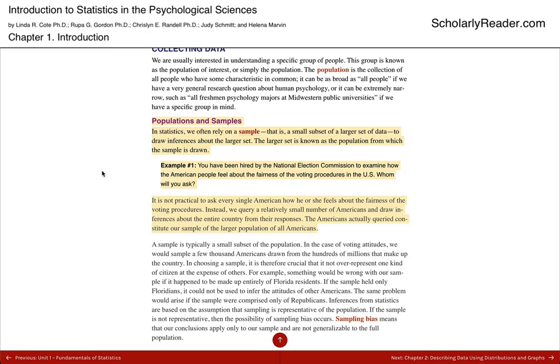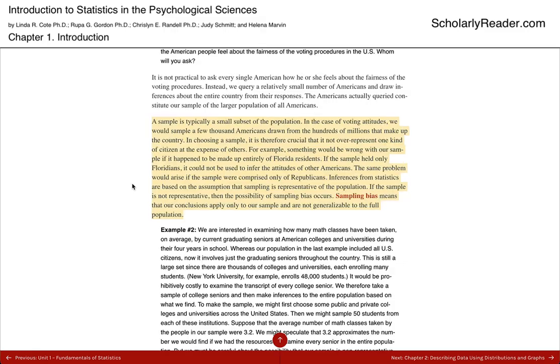Whom will you ask? It is not practical to ask every single American how he or she feels about the fairness of the voting procedures. Instead, we query a relatively small number of Americans and draw inferences about the entire country from their responses. A sample is typically a small subset of the population. In the case of voting attitudes, we would sample a few thousand Americans drawn from the hundreds of millions that make up the country.